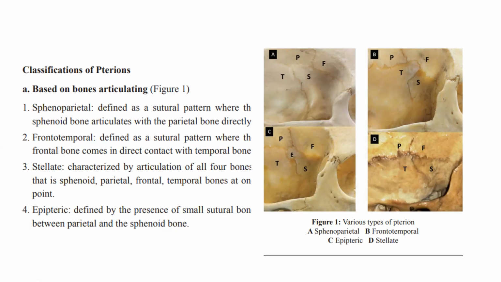The third is the stellate type. It is in D over here. You can see that all four bones, the sphenoid, temporal, parietal, and frontal, come together, and this is like a star type of configuration. This is the stellate type of pterion. And this is the epipteric pterion, because you can see this little bone over here. This is shown in E, and this is known as a sutural bone between the parietal and the sphenoid bones. This is known as the epipteric.